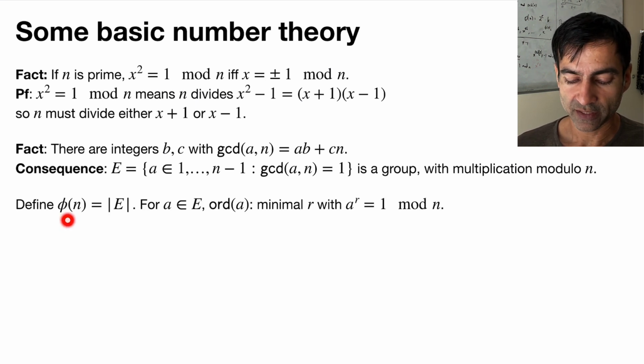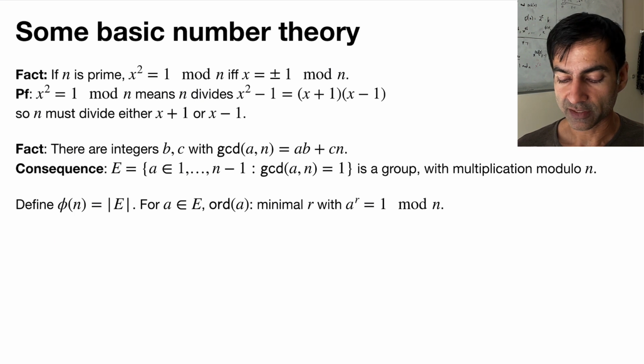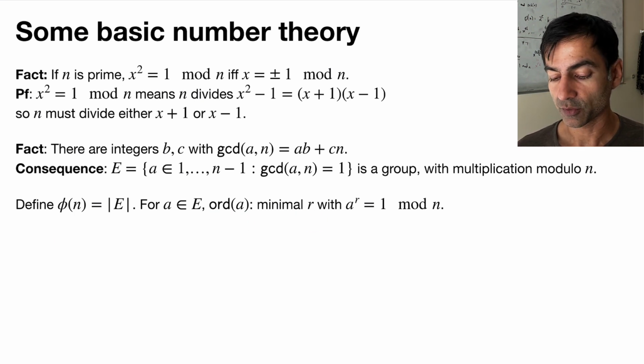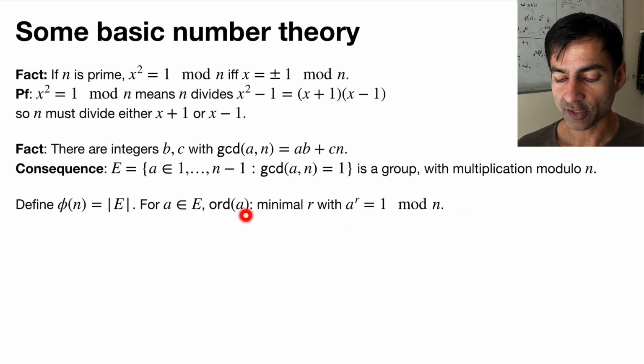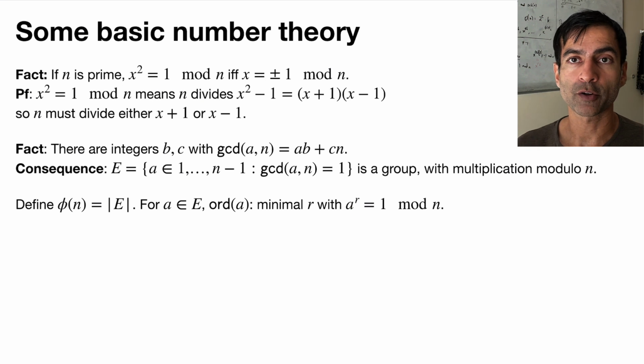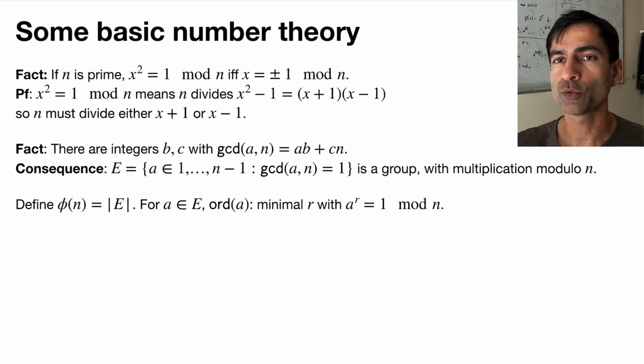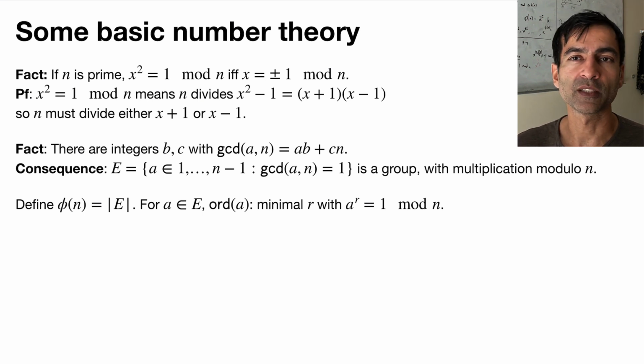So let's write phi of n to denote the size of that group, and let's write the order of a to denote the minimal power r with a to the r equals 1 modulo n. Such an r must always exist, because if you start powering a, at some point you will repeat a number, so you will get a to the p is equal to a to the q, but then a to the p minus q must be equal to 1 modulo n.